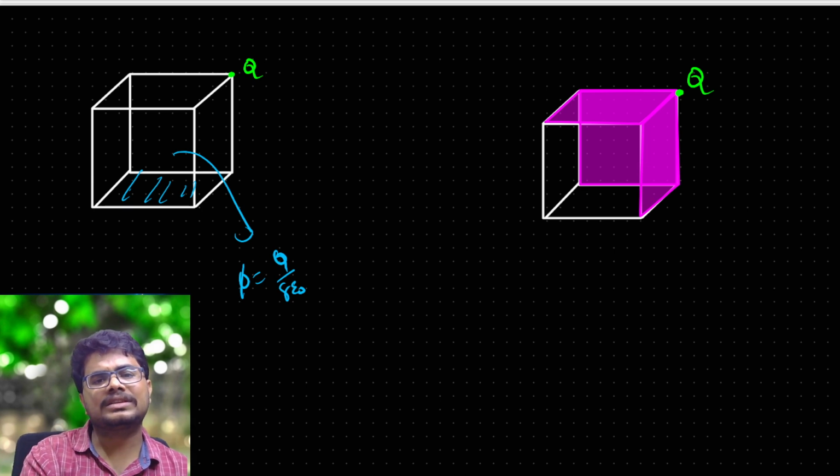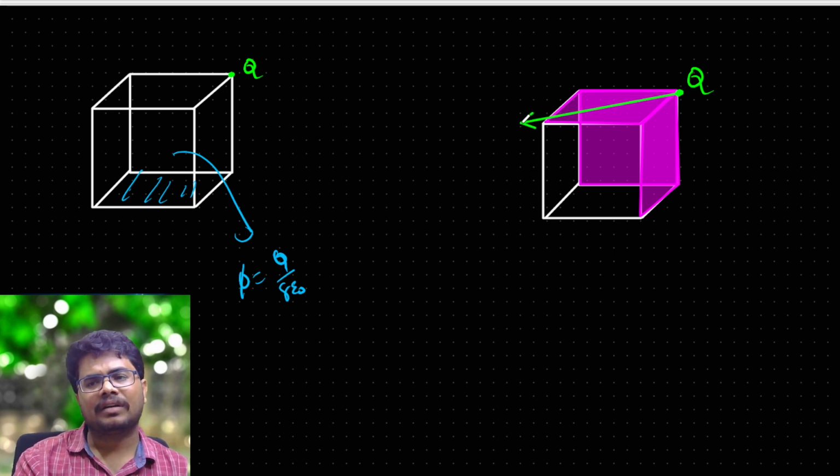Here I place the charge. For this charge I am drawing a few electric field lines. Some electric field lines go through the surface like this. On this side surface some electric field lines pass like this. On the back surface also, some electric field lines go like this.